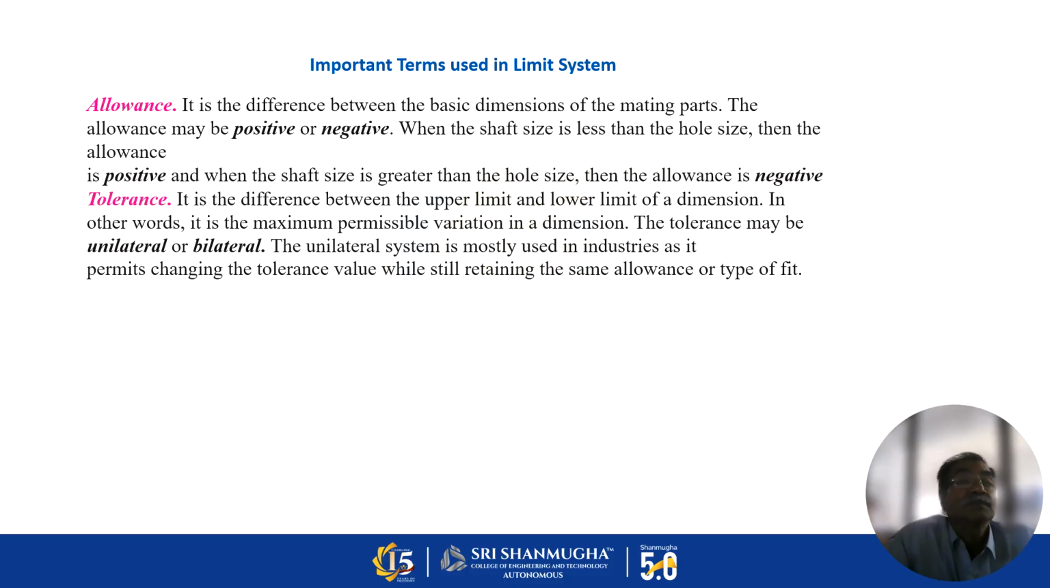Then tolerance. Tolerance is the difference between the upper limit and lower limit of a dimension. It is the maximum permissible variation in the dimension. Tolerance may be unilateral or bilateral. When all the tolerance is allowed on one side of the nominal size, it is called the unilateral system of tolerance. It is mostly used in industries because it permits changing the tolerance value while still retaining the same allowance or the type of fit.